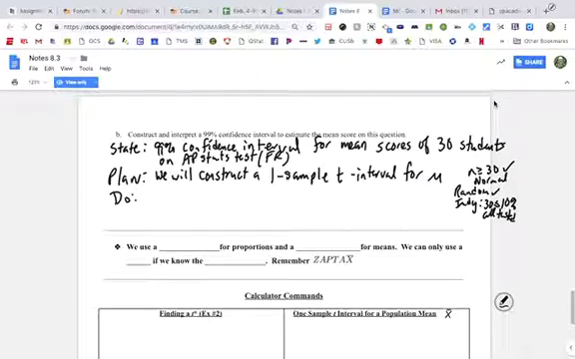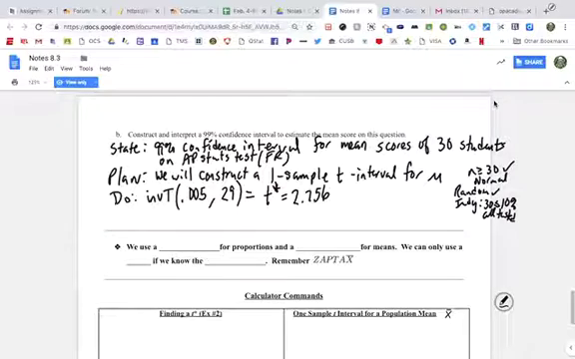So we're going to do our 1 sample t. First thing we have to do is find T star. We want a 99% confidence interval, which means each tail is 0.005. We have a degree of freedom of 29, that's 30 minus 1. So that means T star in this problem is 2.756.